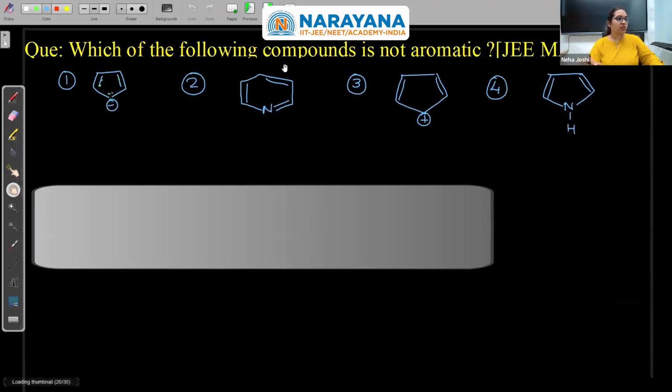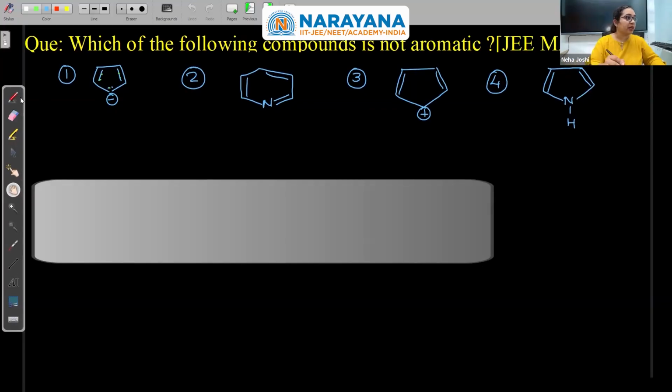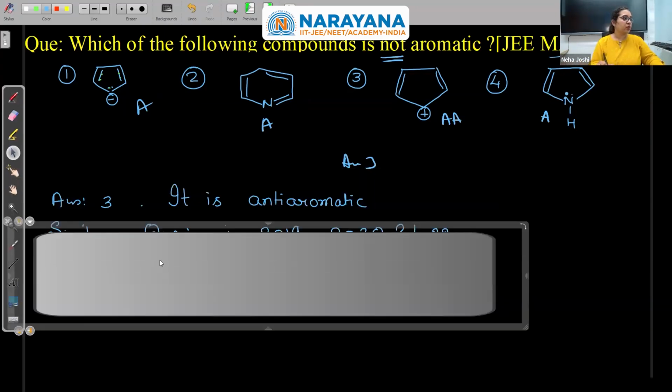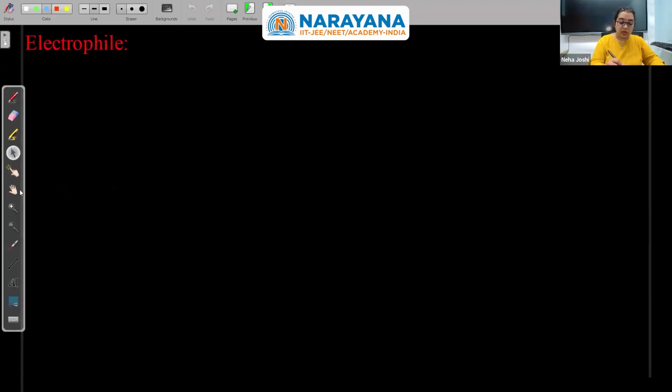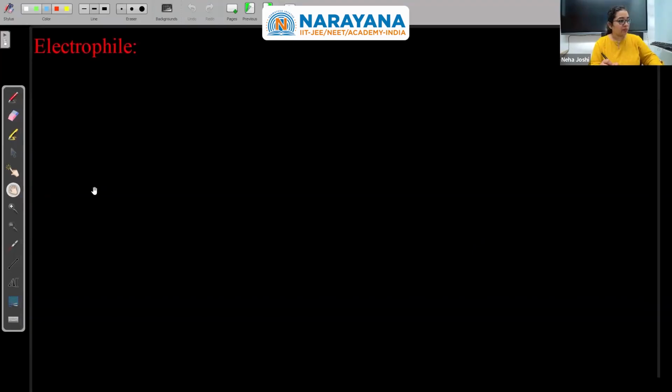Moving further, which of the following compounds is not aromatic? This was asked in Mains 2019. Aromatic, aromatic, aromatic. This is anti-aromatic. Answer is 3. It is anti-aromatic. And similar questions were repeated in 2019, 2020, 21, 22 onwards, almost every year. So that was about the electronic effects.